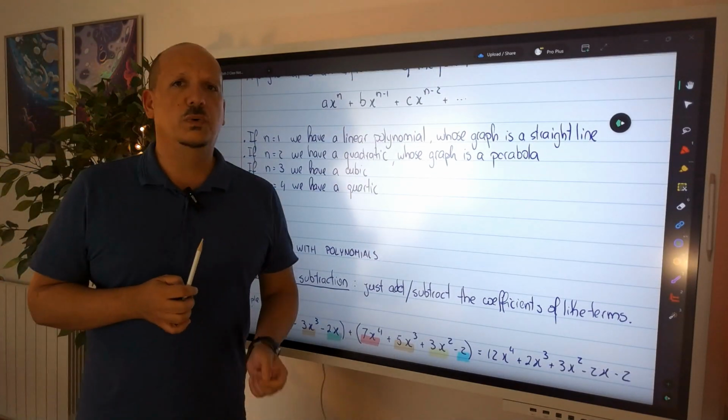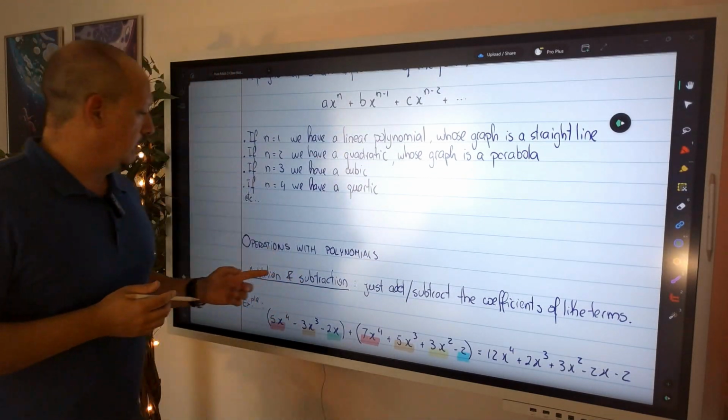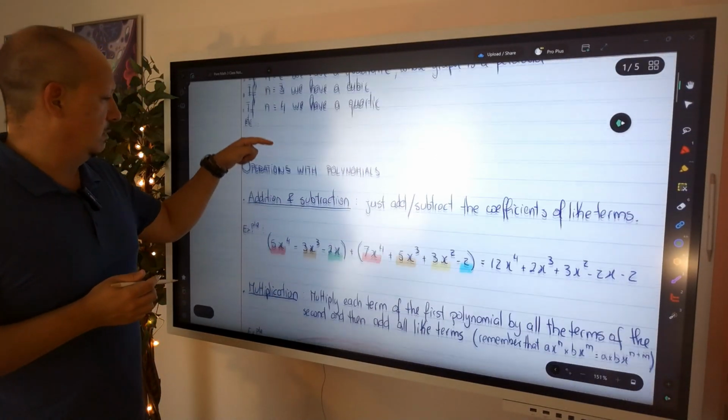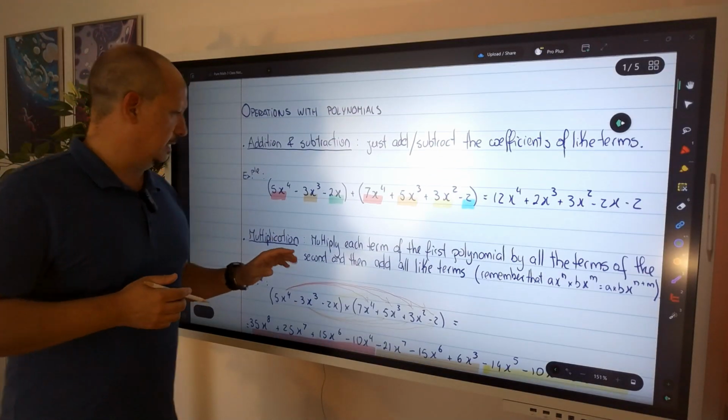There's a lot you can do with polynomials already. You know how to add and subtract polynomials. You've learned this a long time ago. So let's look into it a little bit.